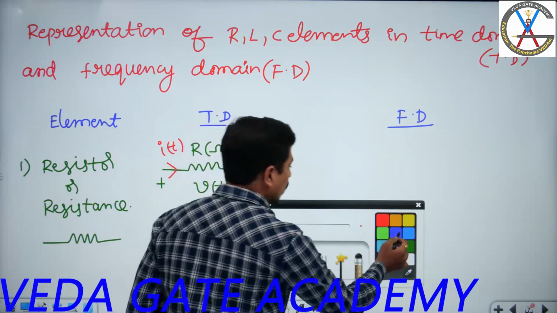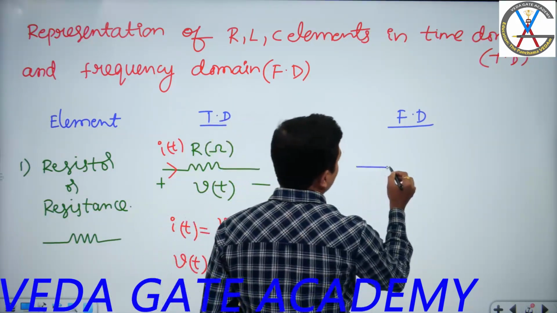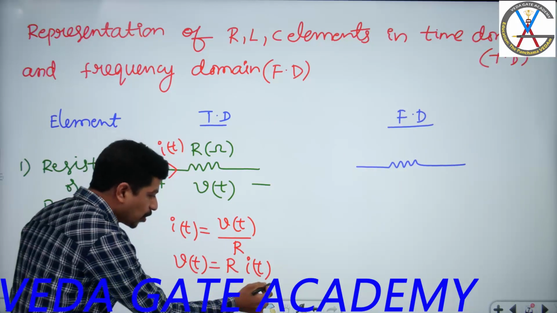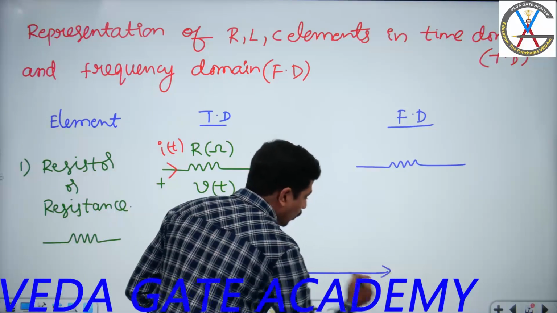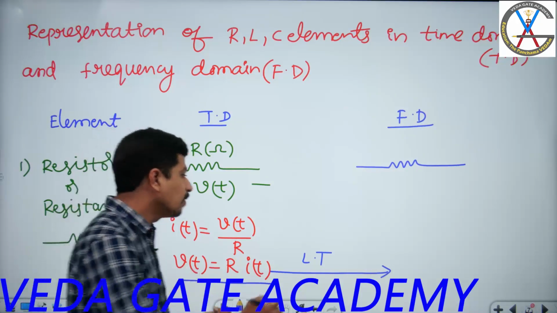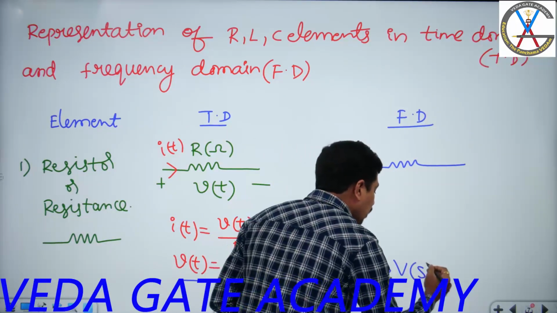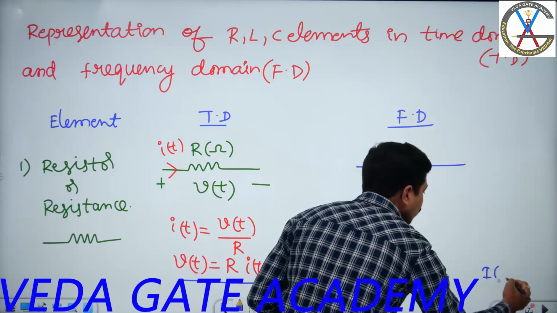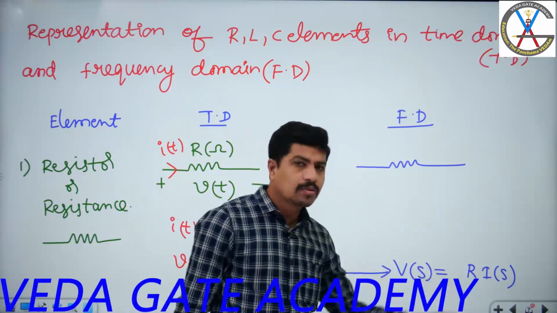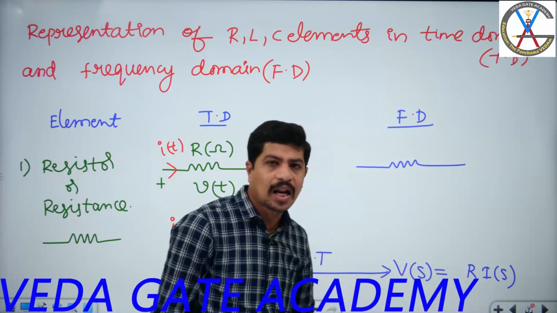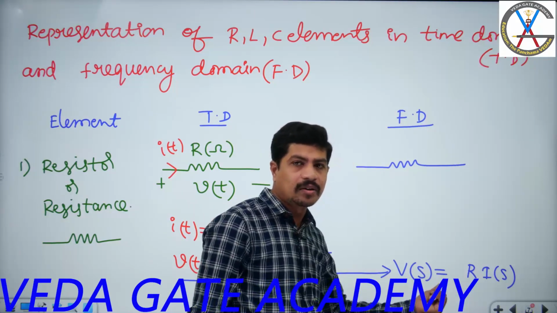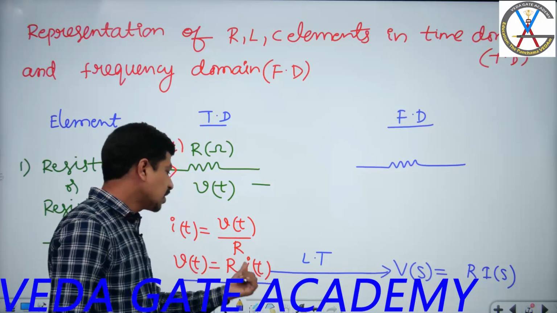In frequency domain, the resistance will also be represented with the symbol R only. Apply Laplace transform to this. What are we going to get? It is going to be very easy. v(t) will become V(s), i(t) will become I(s), and R will be R only. V(s) = R·I(s), or I(s) = V(s)/R. Ohm's law in S domain looks like this: V(s) = R·I(s).